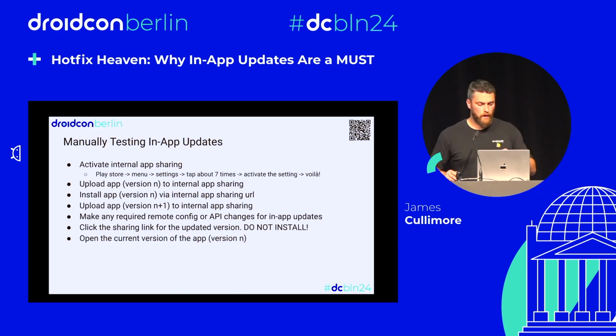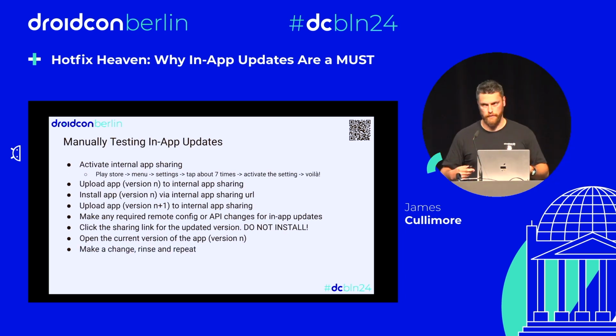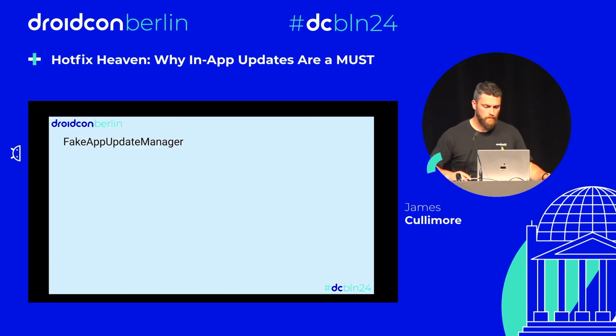Then we simply open our current version of the app, which would be version 1, and this should trigger our flow. Now, if you're like me, you might have to do this a couple of times, and that can be incredibly annoying because you're building the app, pushing it up, downloading, you might make a mistake, you have to do it again, and this takes time. And in my case, I was on version 8 before it actually worked, so a bit of a nuisance. There's a better way.